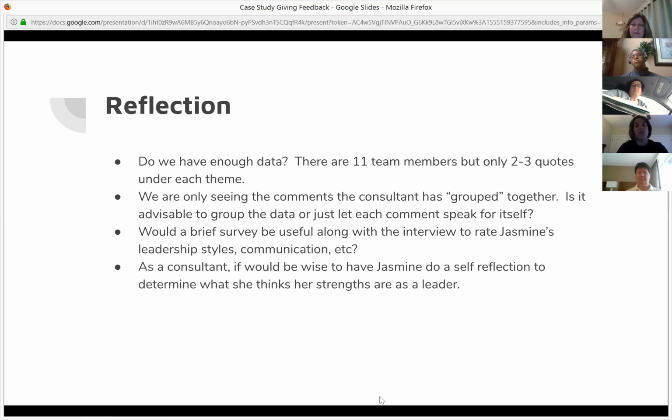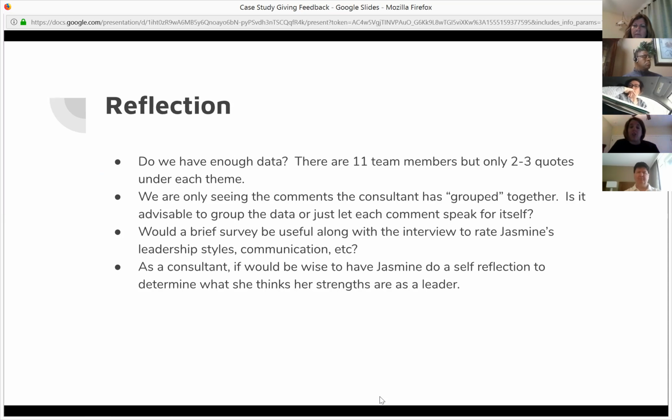Okay, so here we started kind of reflecting or maybe getting a plan in place of what we thought we may do. But we started asking, do we have enough data? So there were 11 team members that they interviewed, but we only have 2 or 3 quotes under each theme, and there were 3 or 4 themes. So where is all that other information? And is that the only information that we need? So like I said, we're only seeing the comments the consultant has grouped together. Is it advisable to group the data or just let each comment speak for itself?